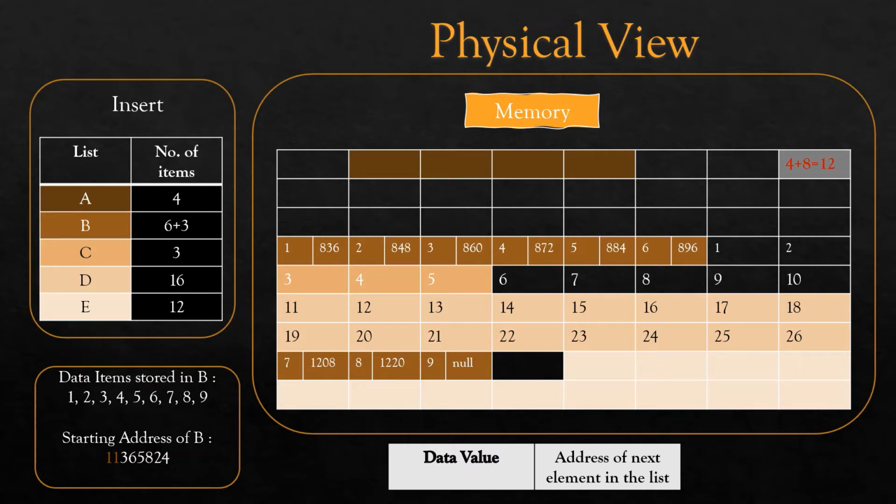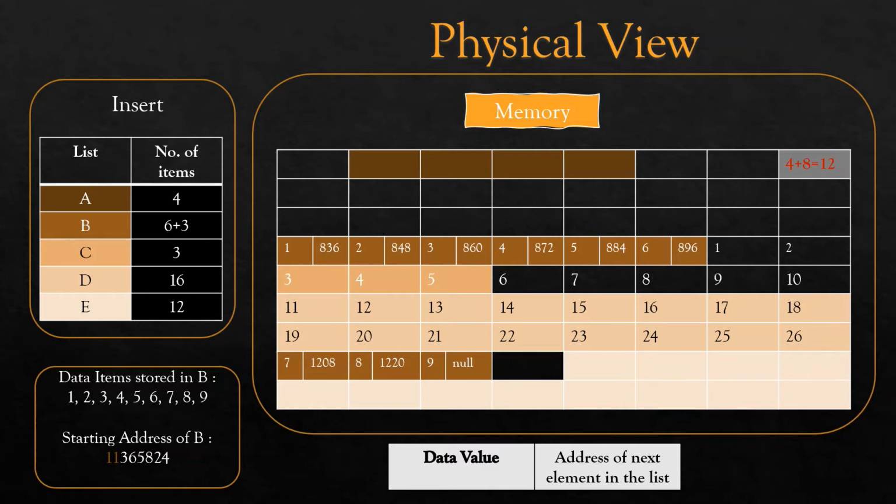And 2 is stored at the location 836. 1 stores the data value 1 along with the address at which we find 2, namely 836. So totally 12 bytes of space are required to store one element. The second element 2 is at the location 836 and it points to the next element in the list, namely 3. And 3 is stored at the address 848.